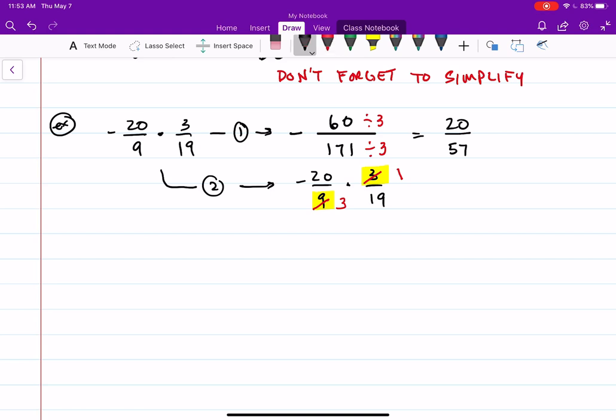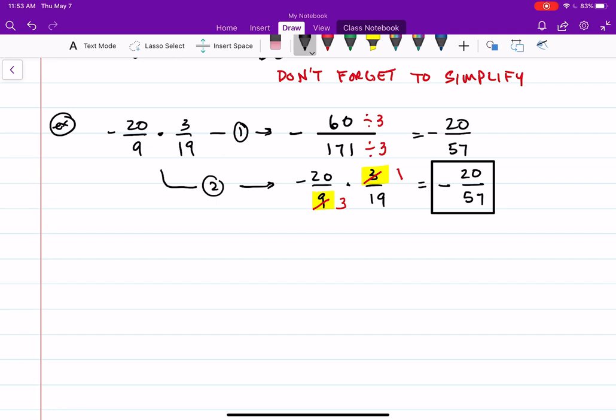So now I can say, okay, again, same opposite sign, so it's going to be negative. And then I have the fraction, 20 times 1 is 20, and the bottom says 3 times 19, which is 57. So either way, I still get the same answer, okay? It doesn't matter which way you do it.